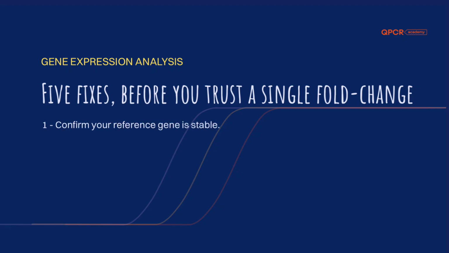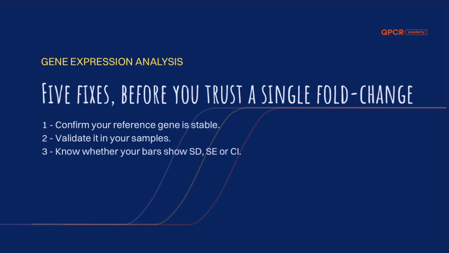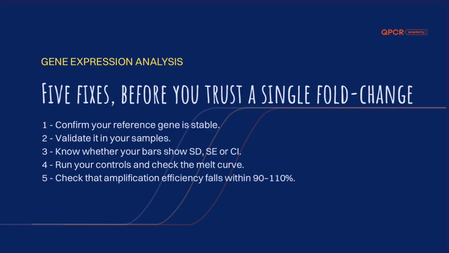Confirm your reference gene is stable under your specific conditions. Validate it in your own samples. Know whether your error bars represent SD, standard error, or CI. Verify your amplification efficiency, and run your controls. Do this, and your data will earn its conclusion.